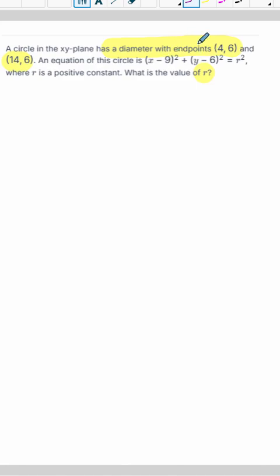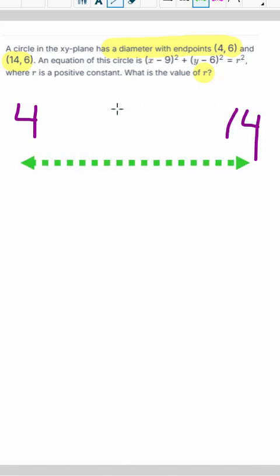That tells us about the center, which is helpful in other questions. This is why you need to know all parts of this equation. So all we need to know is how far do we go from (4, 6) to (14, 6)? The y value isn't changing. We're just going from x is 4 to x is 14. Again, you always want to think about this on the number line. If you go from 4 to 14, how far are you going? You're going 10. 14 minus 4, which is 10.